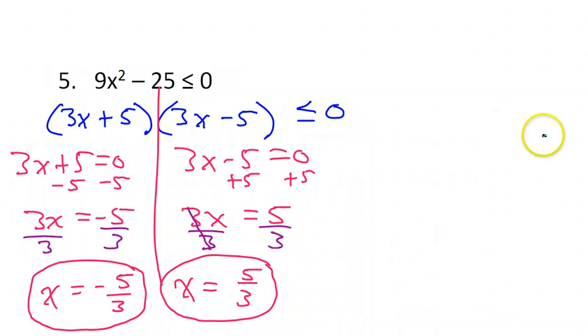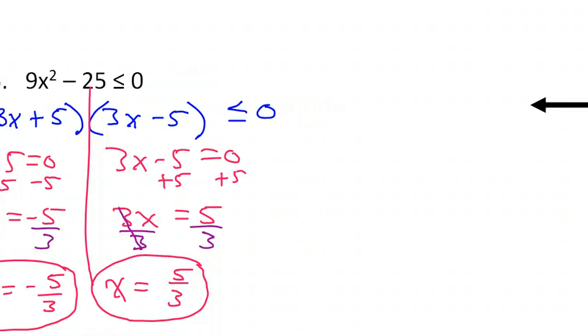So when I graph these on the number line in a second, am I going to use open circles or closed circles? I'm going to use closed circles because it's less than or equal to 0. These values represent where the function is equal to 0. So because we want the equal to 0 part, we're going to include the endpoints. If it had just been less than, I would use open circles. So let's put some closed circles. So we have negative 5 over 3 and positive 5 over 3.